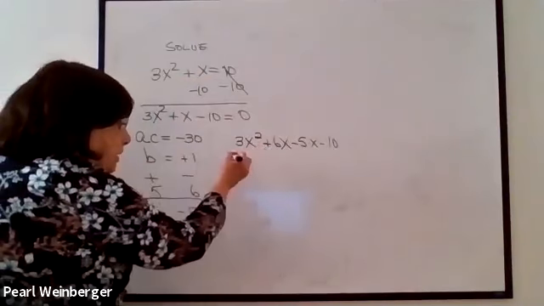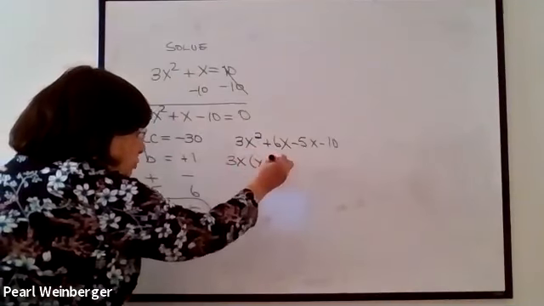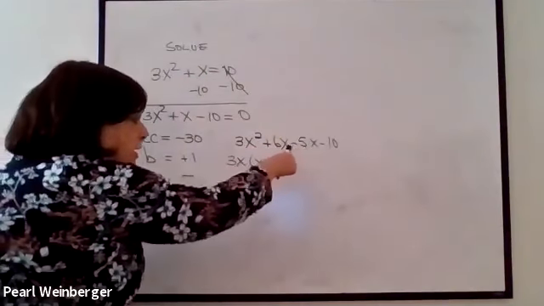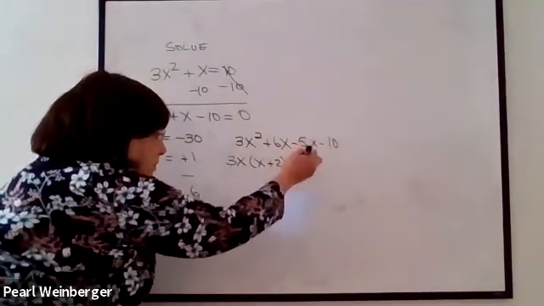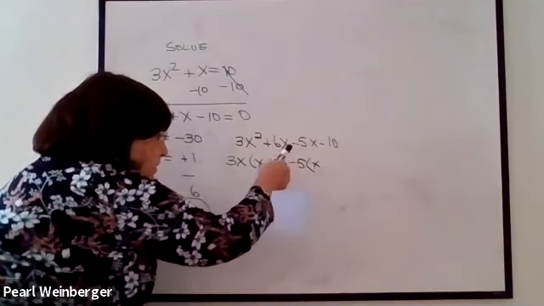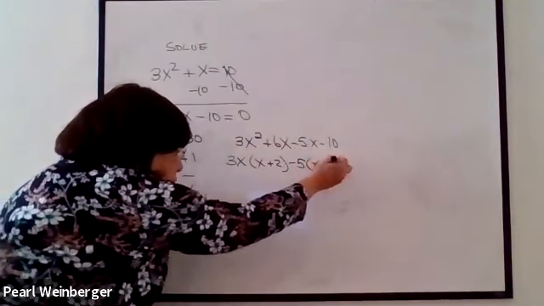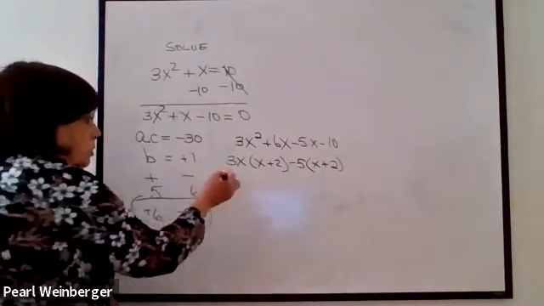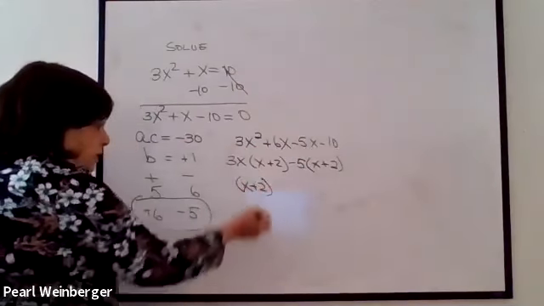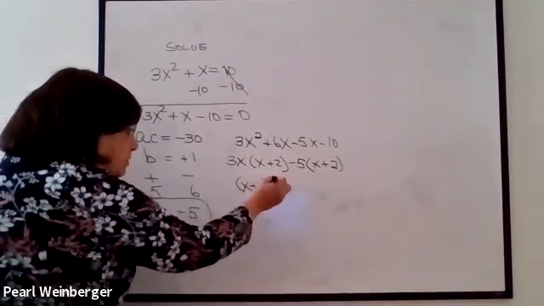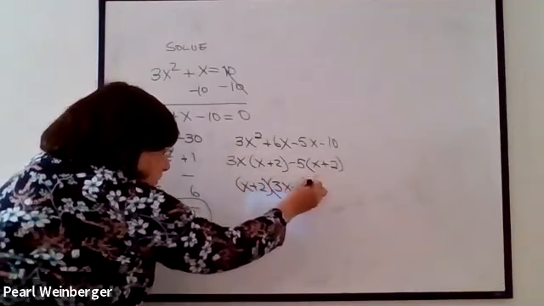In my first group, I have a common factor of 3x, so that becomes x plus 2. In my second group, I have a common factor of negative 5, because I see it starting with a negative, and that's going to give me x, and negative 5 into negative 10 is also positive 2. So this will give me x plus 2 in one parentheses, and in my second parentheses, I'll get 3x minus 5. Okay, so I've done the factoring.